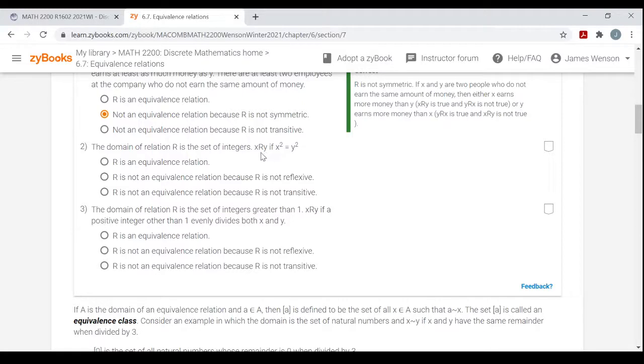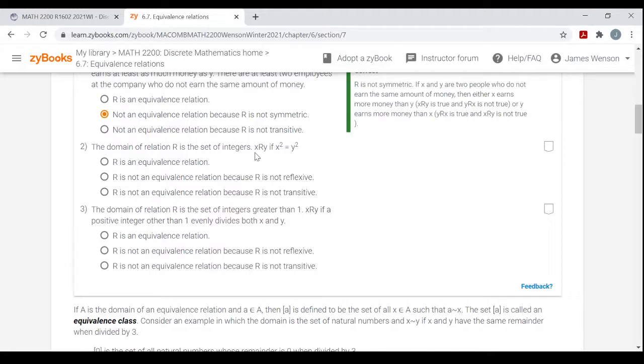All right, so is it reflexive? If I take an integer X, is X related to X? Is X related to itself? Yeah, X squared would be equal to X squared. Any integer squared would be equal to that same integer squared. So it is reflexive.